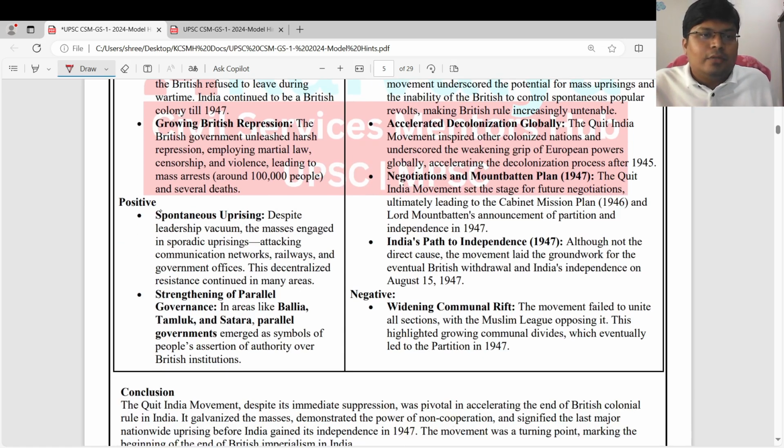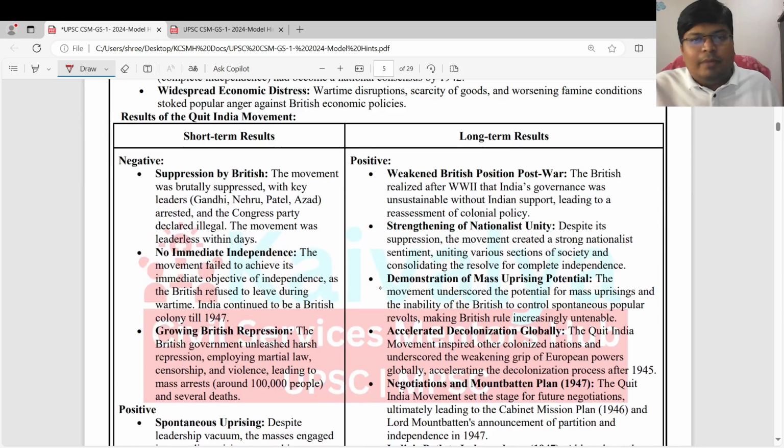And then in the context of the positive aspect, it was a spontaneous movement, because when the movement started, in the initial days the first rung of the leaders were arrested, and obviously people led the movement themselves. So that was one of the important parts. And then the establishment of the parallel government. So here you can emphasize that.